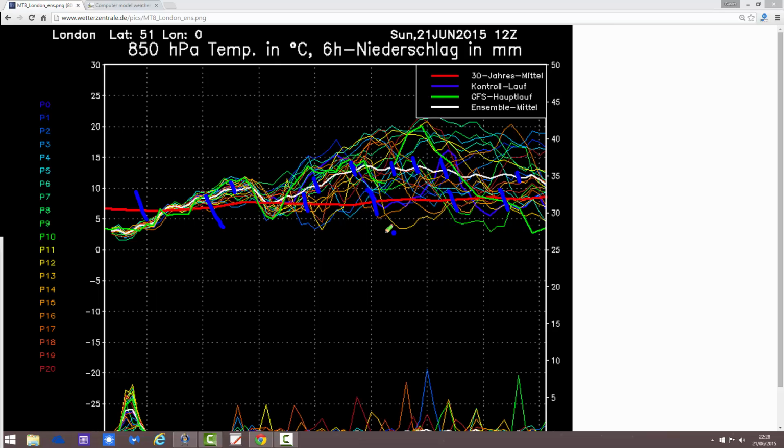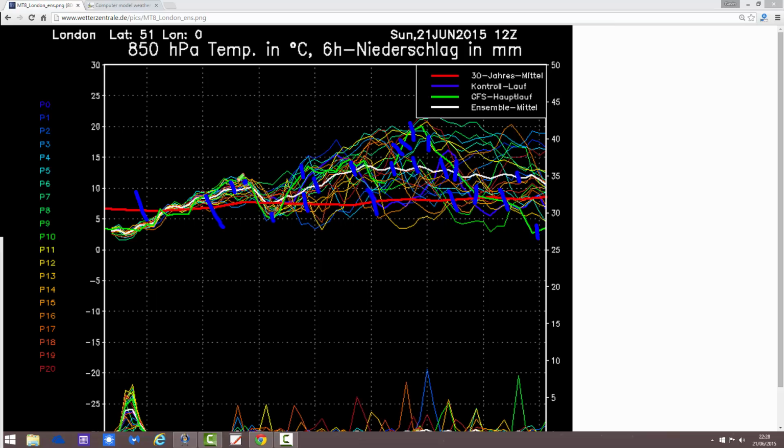Now, the thick green line, I don't talk about this all that often, represents the operational run of the GFS. The operational run is the highest resolution version of the GFS. It's the one that we use for all of the daily weather videos. When I talk about the generic GFS chart, that is the operational run. It's indicated on these ensembles by this thick green line just here.